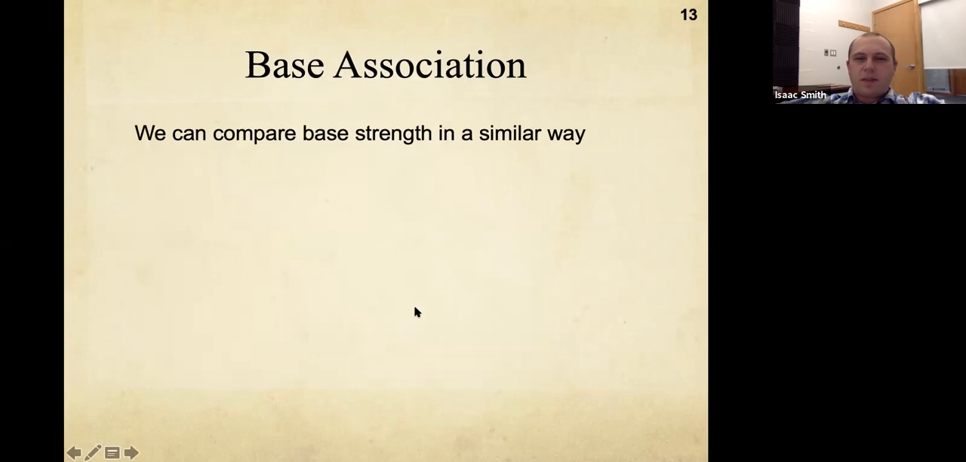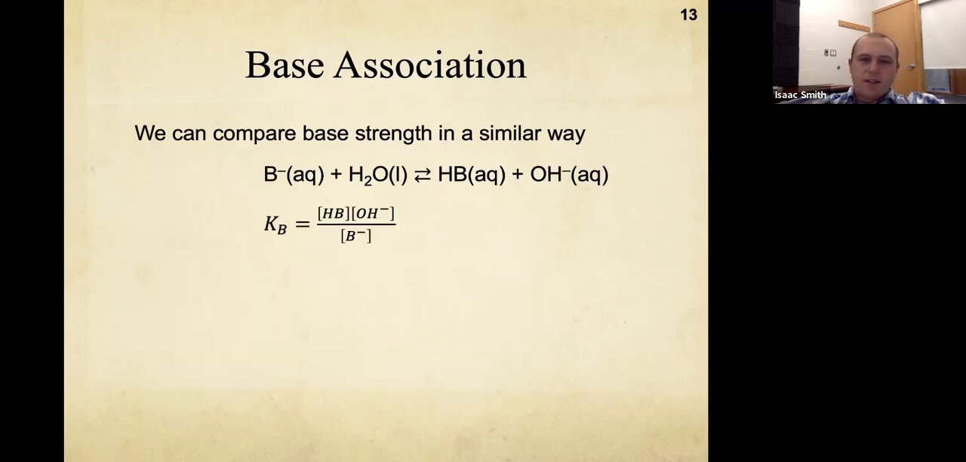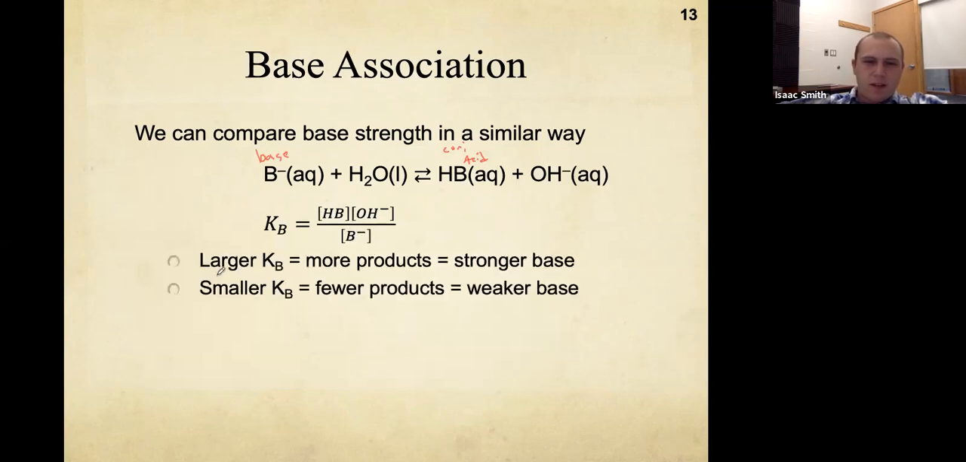Okay, now we're going to talk about base strength, and we compare this in a very similar way. So this is a generic base reaction. So here we have our base. It's going to accept a proton, and this would be the conjugate acid. If we write the equilibrium constant expression, we'd have the conjugate acid times hydroxide concentration over the base concentration. Large Kb means that your base is going to be picking up protons more and forming product. So larger Kb, more products, is stronger base, similar to the Ka.